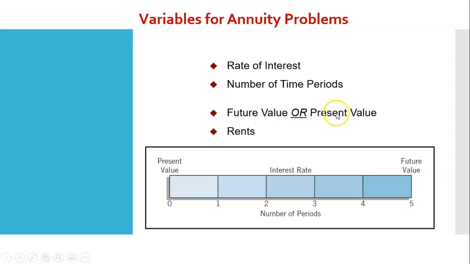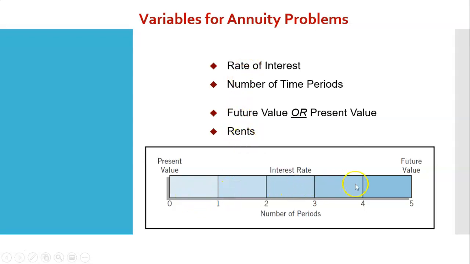One problem might involve present value. The next problem might involve future value. We have to know which one. And then finally, the amount of the rents, those are the payments or the deposits or the receipts that we're getting every period. Okay, how much are those? Okay, so these are the 4 things that we need.